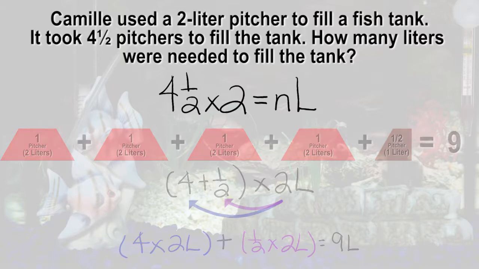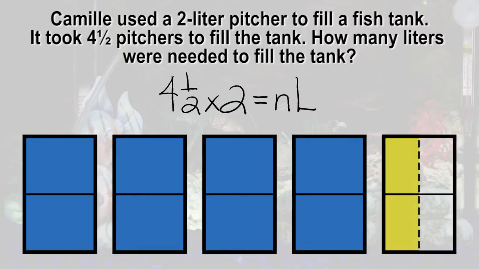Here is another way to model the problem. The 4 blue rectangles represent the 4 pitchers. 1/2 of the first rectangle is outlined in red. We can see that each rectangle is divided into 2 sections representing the 2 liters in each pitcher. The last pitcher is represented by 2 yellow rectangles, which represent the 2 1/2 liters. Let's try one last problem.